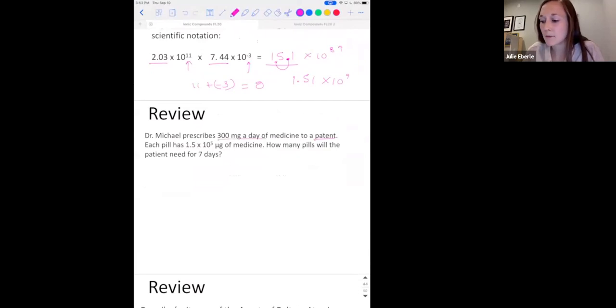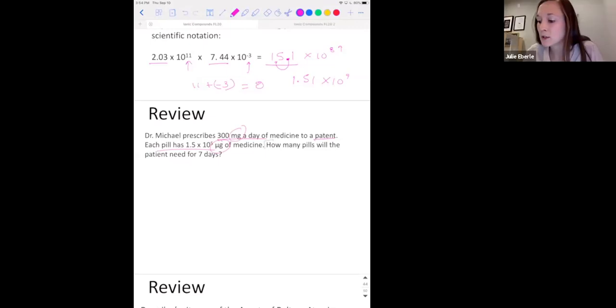300 milligrams a day. Each pill, so one pill has 1.5 times 10 to the 5th micrograms. I've noticed something here. I've got micrograms and milligrams. I'm going to have to convert between those two. So I have 2 different units of mass. Here's my question. How many pills? So I want an answer with unit of pills.